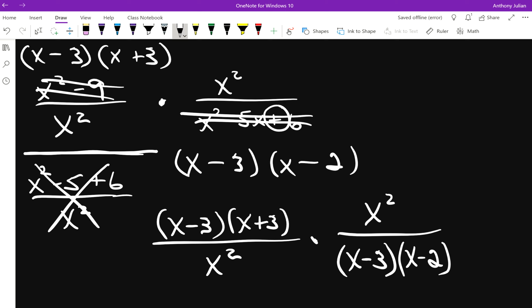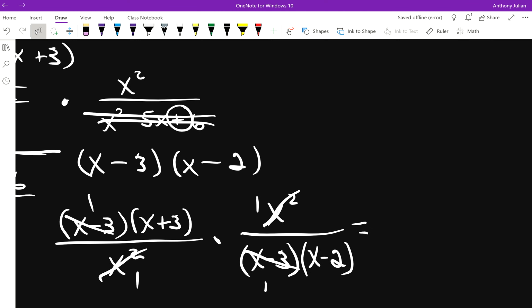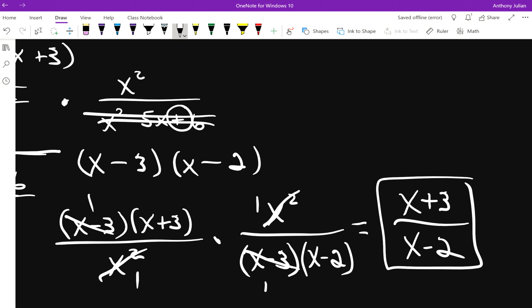And let's do some canceling. X squares cancel out, become 1s. I've got an x minus 3 here and an x minus 3 here. So all I have left, you can see it, is x plus 3 over x minus 2. And that is the answer we're looking for on that pretty tough problem. Yeah, I like that problem. That's not bad. All right, and let's go to practice problem 5.